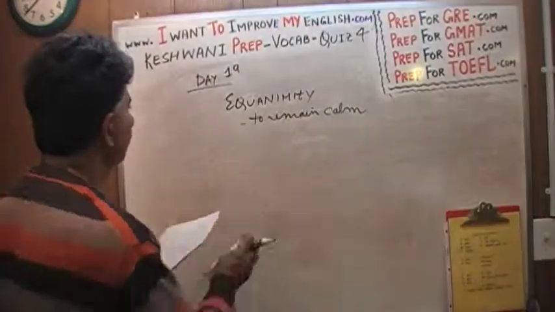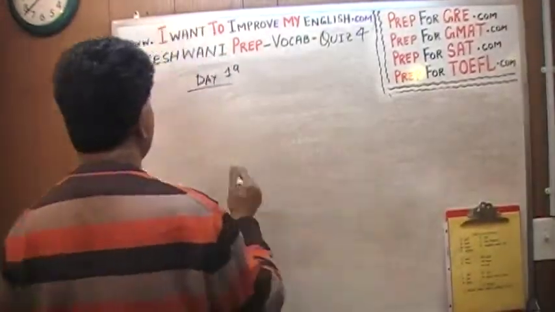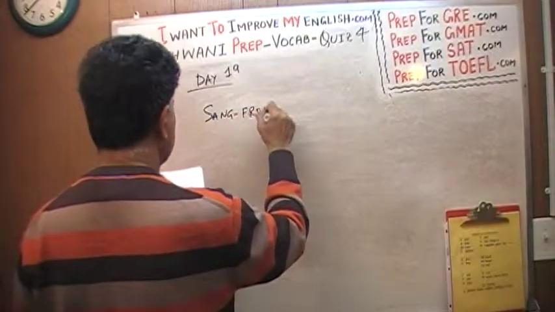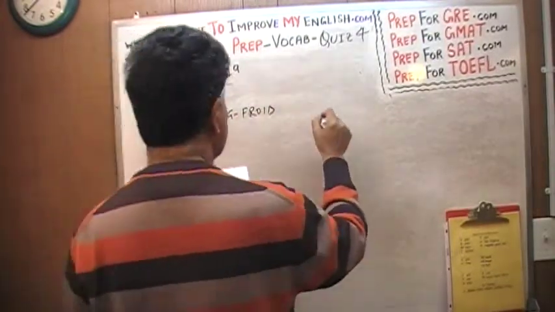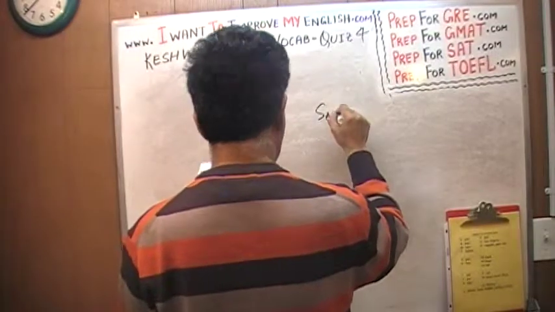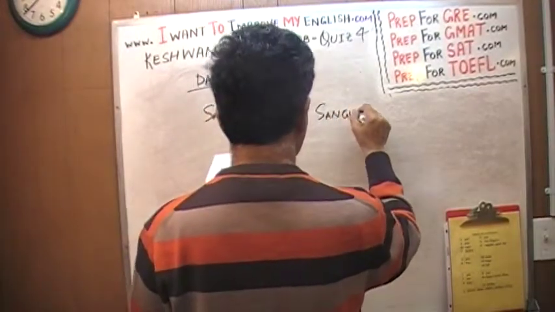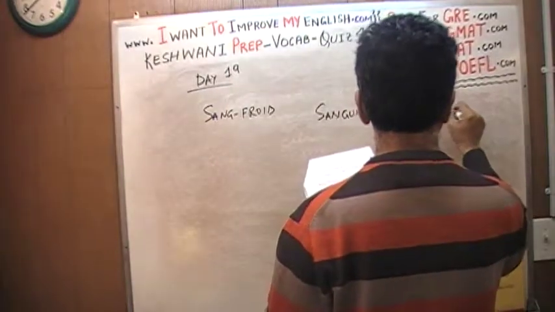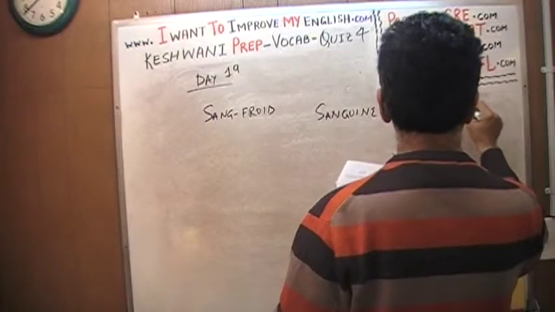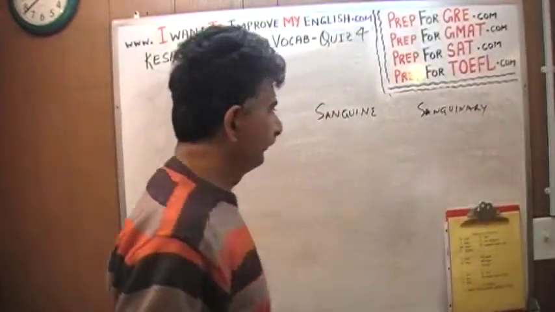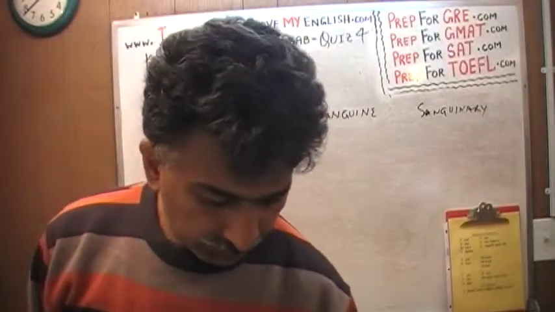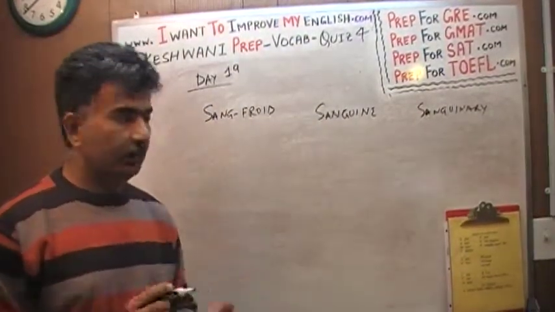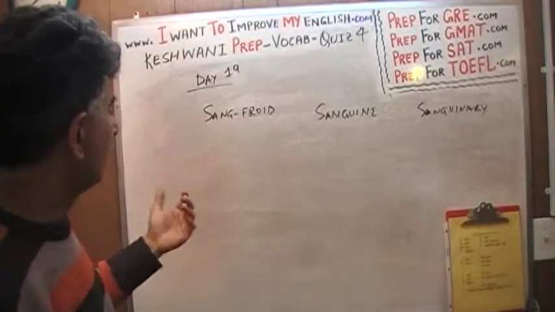Finally, at the end of the day, we had 3 bonus words. I'm going to put them here. Sang-froid, sanguine, sanguinary. These were bonus words in the sense that these are not part of day number 19. I'm going to cover them again separately. But since I covered them very quickly over there, I'm doing it one more time.